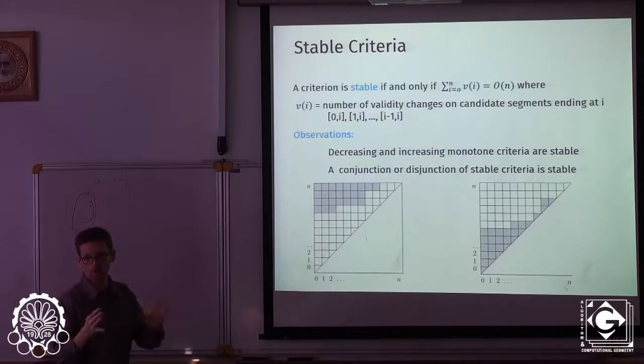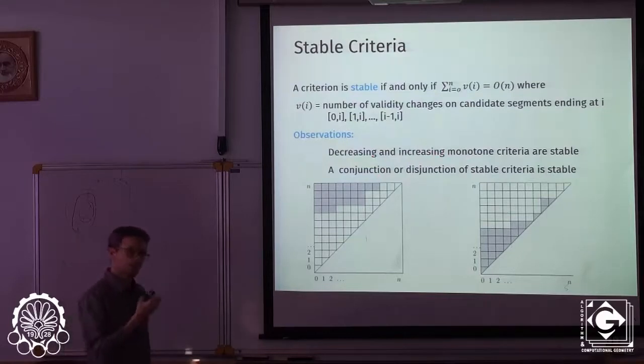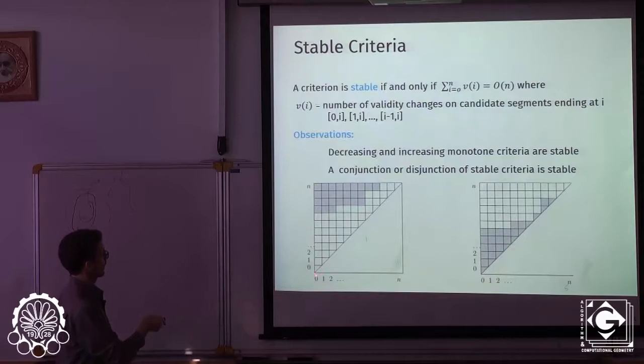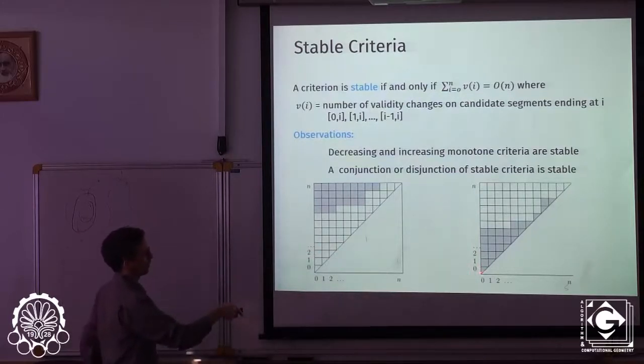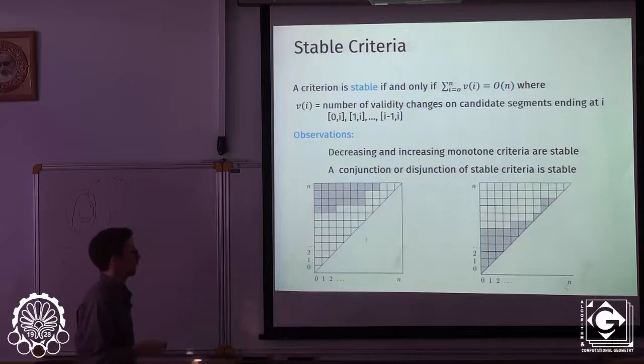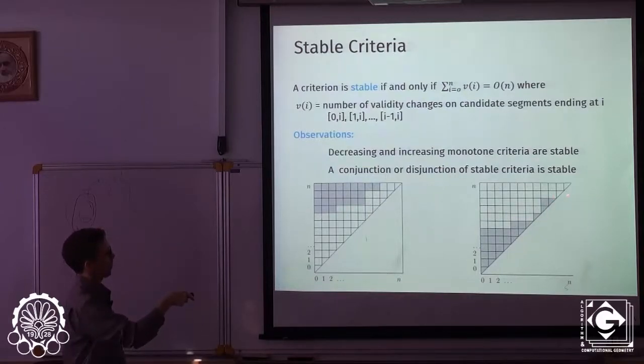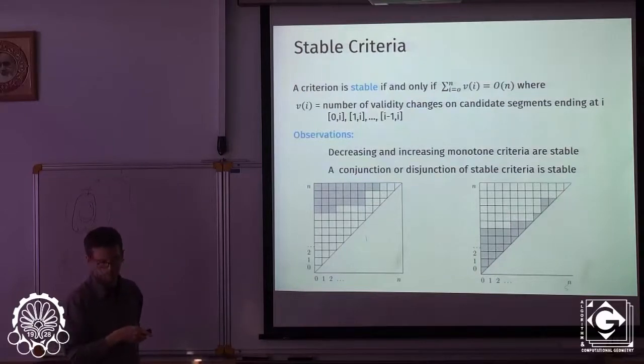So you could say on average it should have a constant number of changes. And if you look at specifically decreasing and increasing monotone criteria, they fulfill this property. So this is a decreasing monotone criterion, meaning if this is white, everything below is white. But then the forbidden space has this orthoconvex shape, or the staircase shape, let's say. That means I will only have overall a linear number of changes, and the same for increasing monotone. Increasing monotone, that is, as soon as I have something white, it remains white, then again this non-free space has a staircase shape like this, and it is a stable criterion.